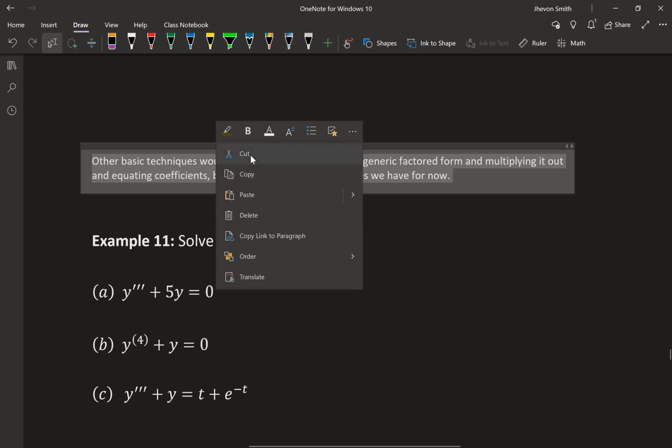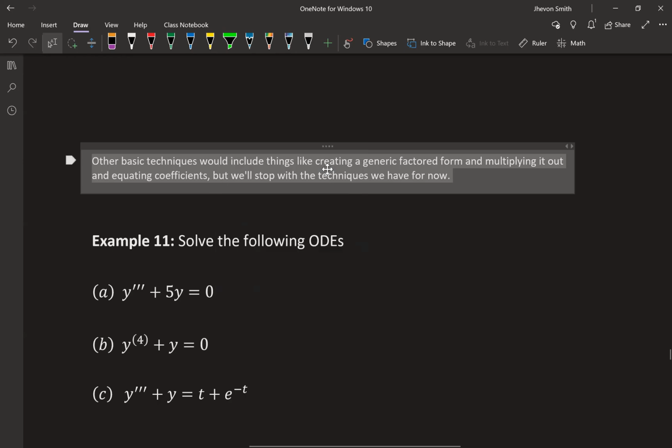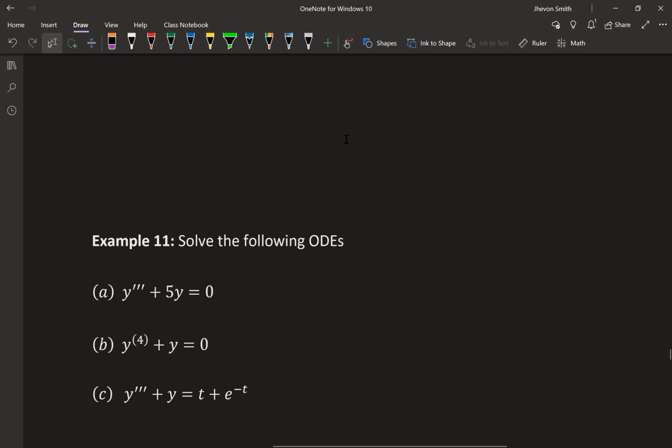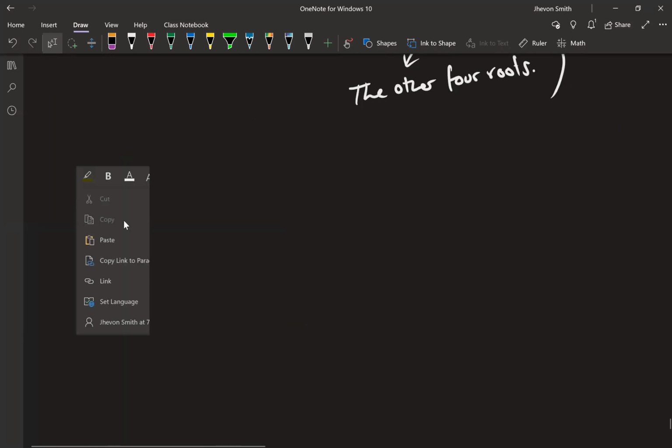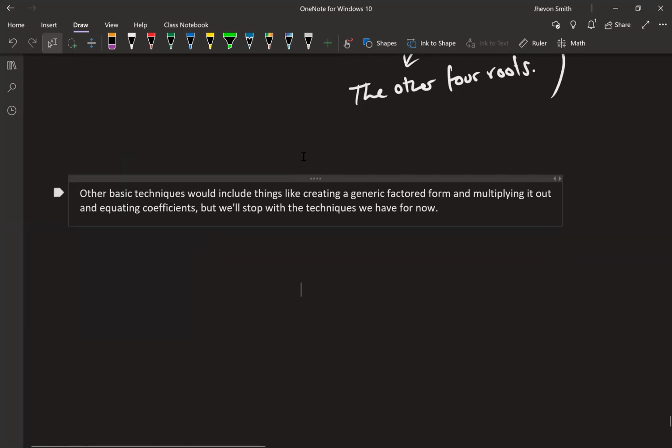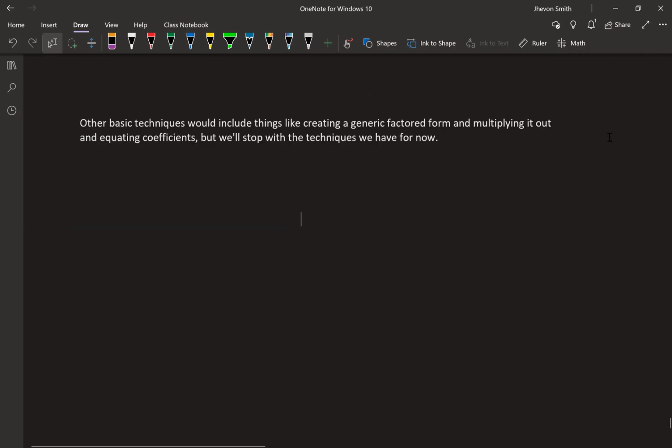Let's do other basic techniques. Other basic techniques involve things like creating generic factored forms. So, a random example. I should probably preface this: I'm never actually going to ask you a question where you would need this, but outside of this class, you might need something like this.